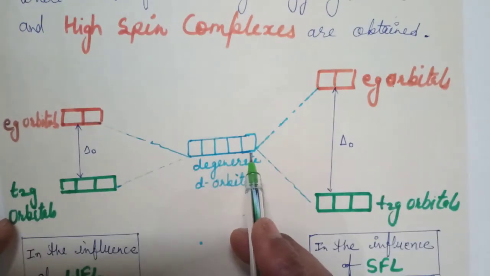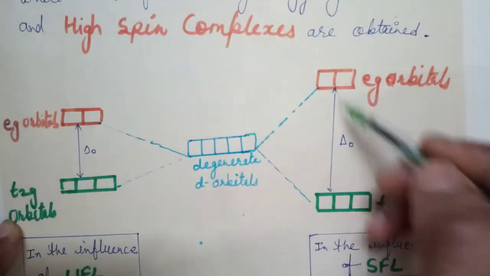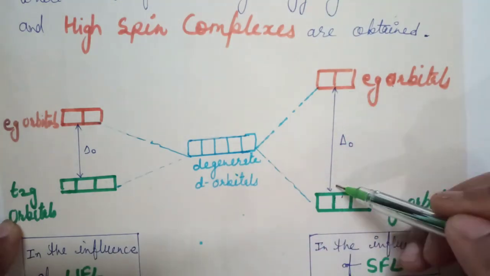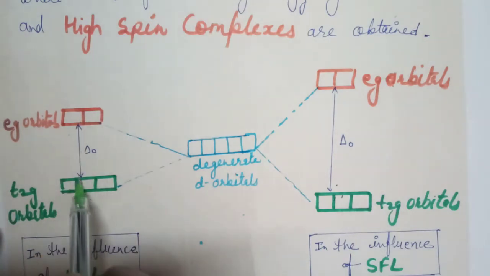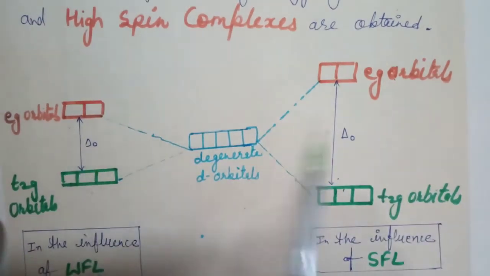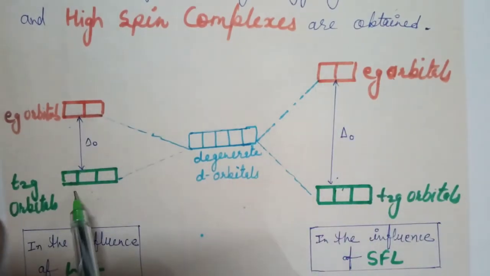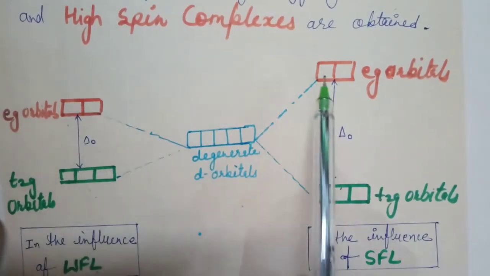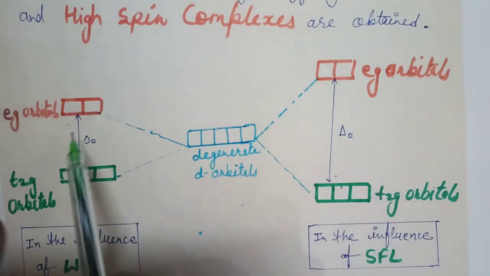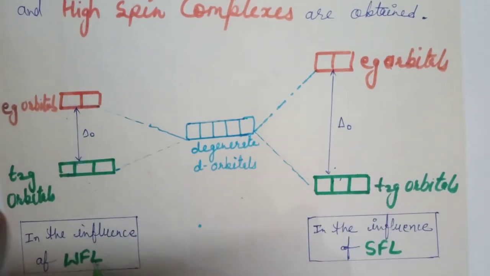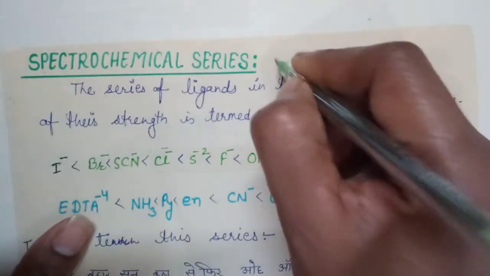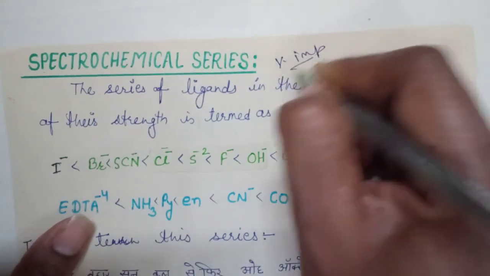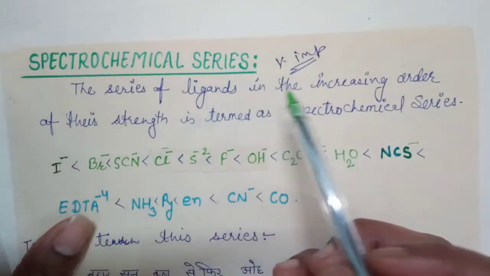These are degenerate d orbitals. When strong field ligands take part, the splitting energy is very high, while when weak field ligands take part, delta O, the splitting energy, is very low. Clear? These both are Eg orbitals and these are T2G orbitals. This is the difference in the CFSE, delta O: in the weak field ligand it is very small, and in the strong field ligand it is very large. Clear? Now, a very important series for this year: the spectrochemical series.